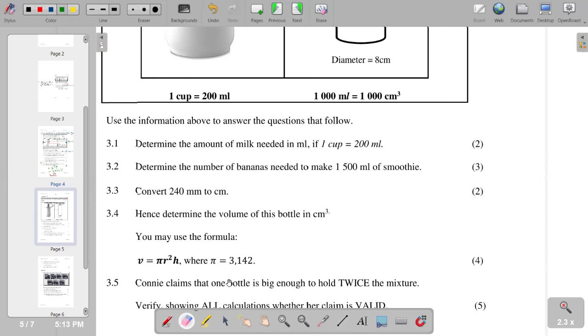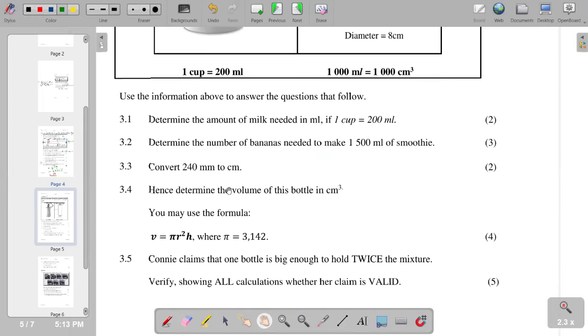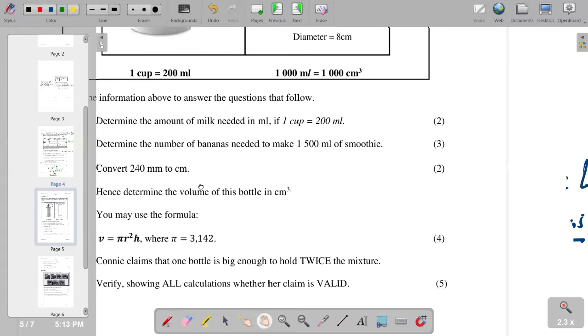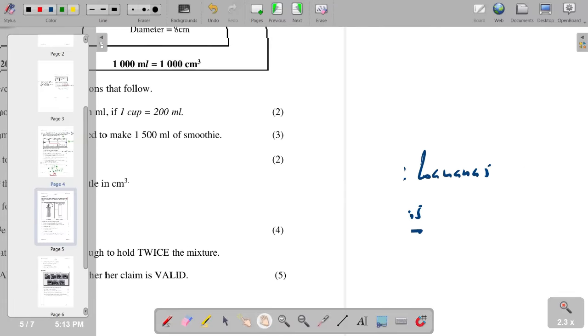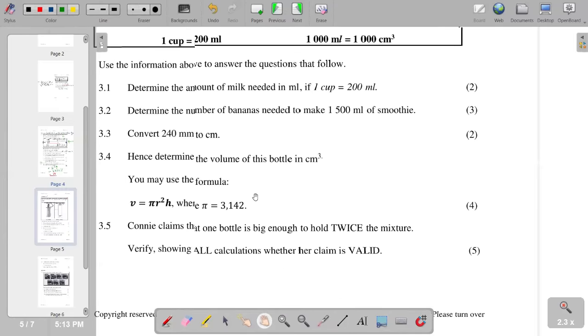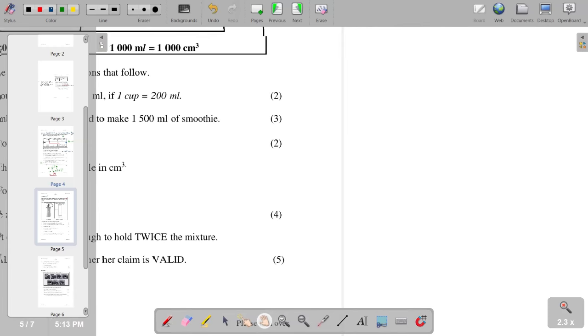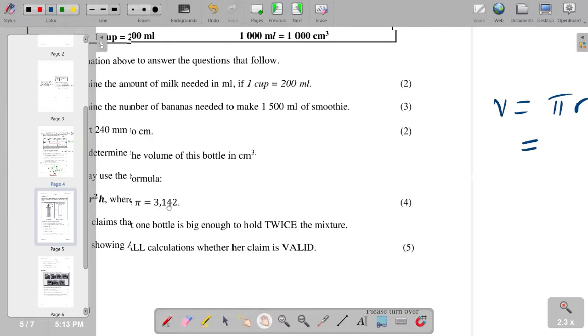So that we move on to the next question, which is saying, hence, determine the volume of this bottle in cubic centimeters. You may use the formula V equals pi r squared h, where pi is equal to 3.142. So we represent that whereby we are given a formula V is equal to pi r squared h. So it's a matter of substituting where our pi, we are given our pi is 3.142.